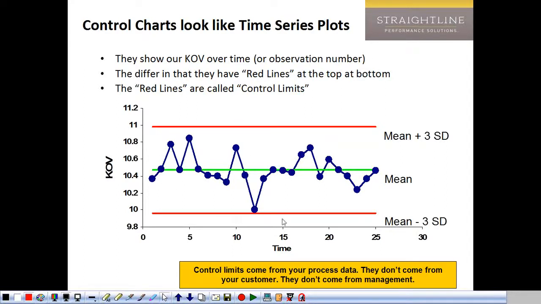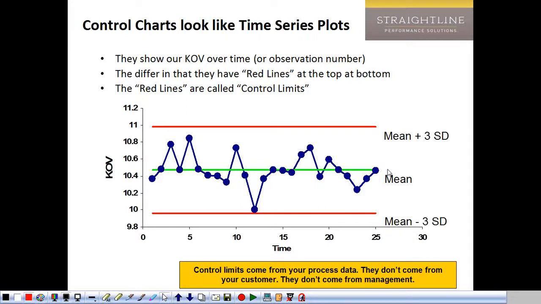It's a time series chart, so here it shows over time. Maybe that's day 1, day 2, day 3, day 4, day 5, etc. You're measuring your KOV repeatedly, and you're seeing how that varies over time, and you see sometimes it's up, sometimes it's down, and so forth. Those are the points.